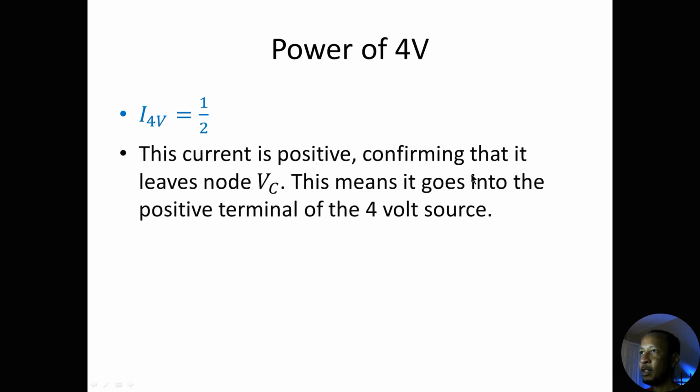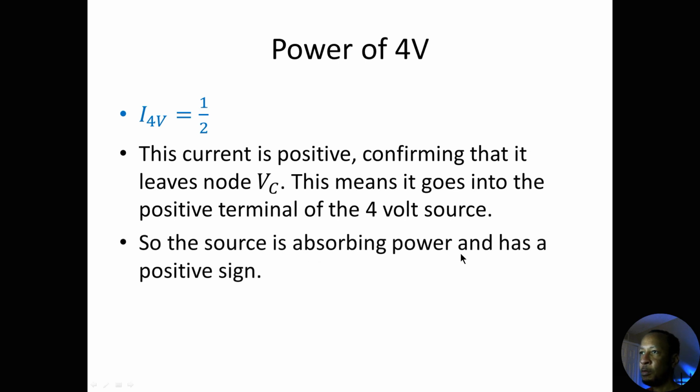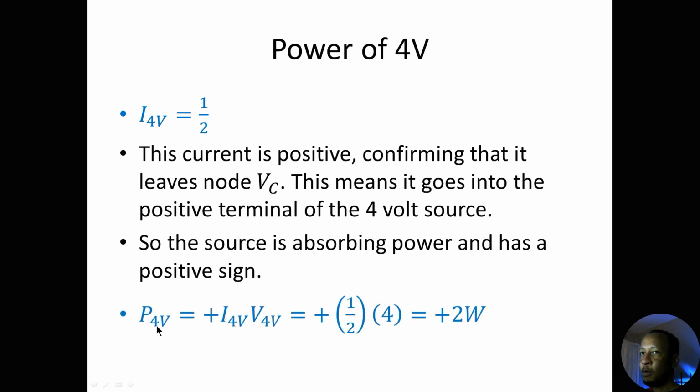This current is positive, so it confirms that it leaves node VC. This means it goes into the positive terminal of the 4-volt source. So the source is absorbing power and has a positive sign. So P4V equals plus I4V times V4V, which equals positive half times 4, which gives us a positive 2 watts.